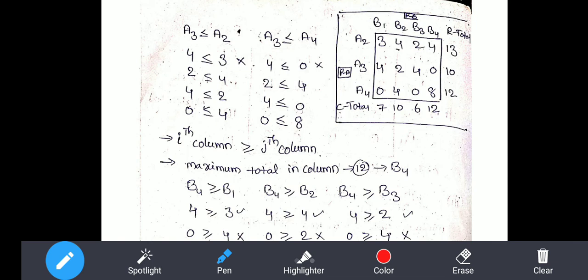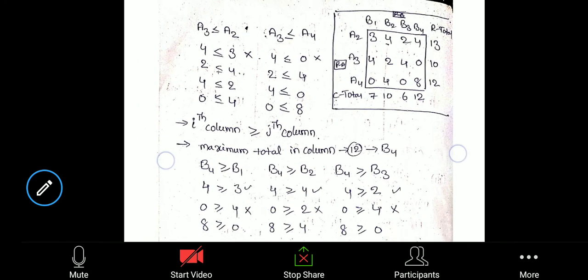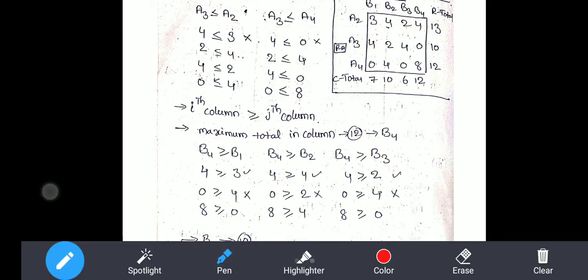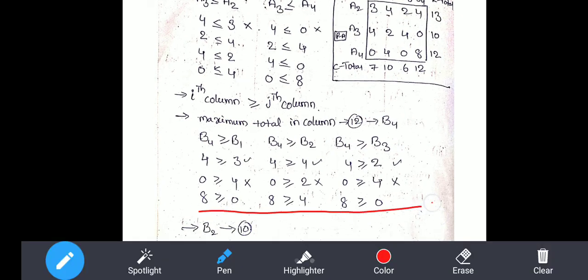Now we can apply the column wise direction. In the column wise direction, first we select the maximum. The maximum is 12, which means B4. B4 should be greater than or equal to B1, B2, B3. That condition is shown to you here. Those three conditions are not satisfied here.